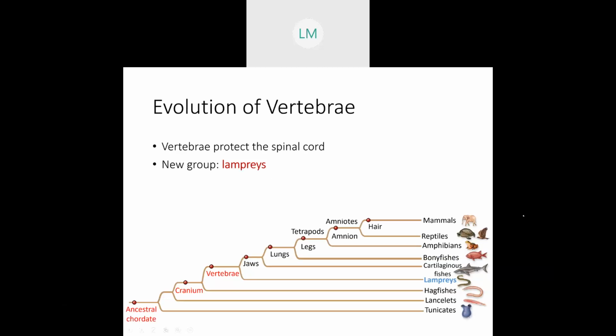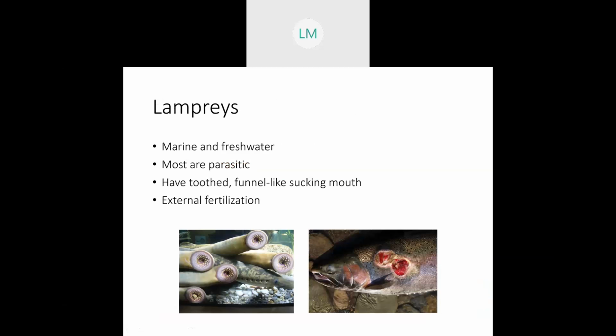All right, so moving on here, we have our cranium, and now we are going to see the evolution of vertebrae. This is going to protect our spinal cord. So once we get this vertebrae, our new group here, so we've got a cranium, now we also have vertebrae. Our new group are the lampreys. So lampreys have vertebrae and a cranium. Lampreys are marine and freshwater. Most of them are parasitic.